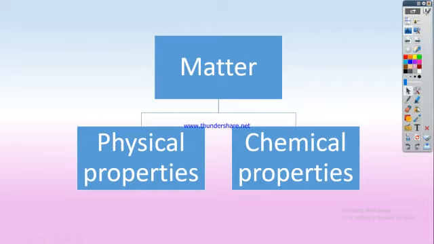And also we learned that matter has physical properties and chemical properties. If I make a change in the physical property, it will cause a physical change. And if I make a change in a chemical property, it will cause a chemical change. But first, what is the meaning of physical property and what is the meaning of chemical property?